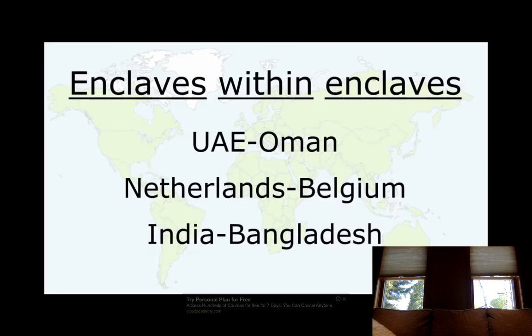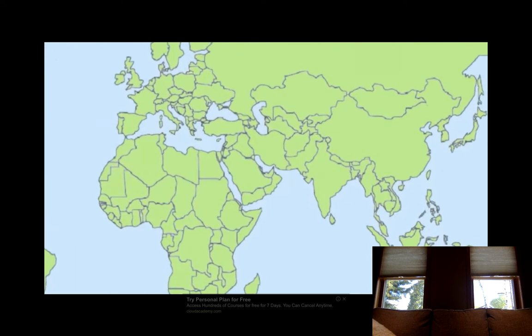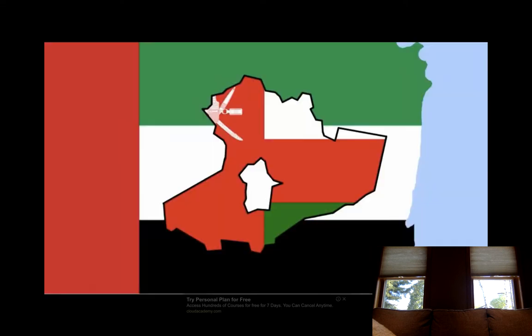Once again, there's 3 examples. The least complex of which is in the Middle East and the border between the United Arab Emirates and Oman. Here we can see a United Arab Emirates exclave, which is an enclave of an Omani exclave, which is itself an enclave of the United Arab Emirates. And this is the least complex of the 3 examples.